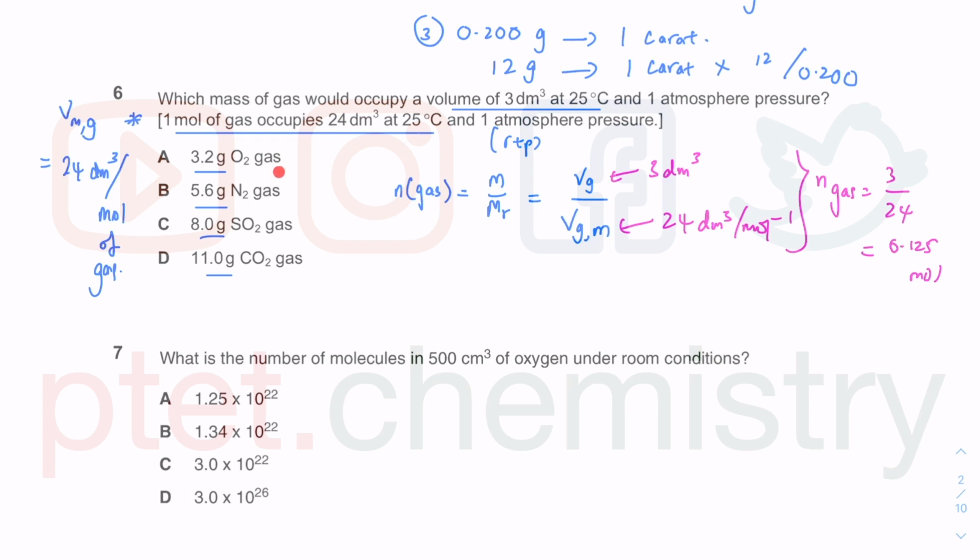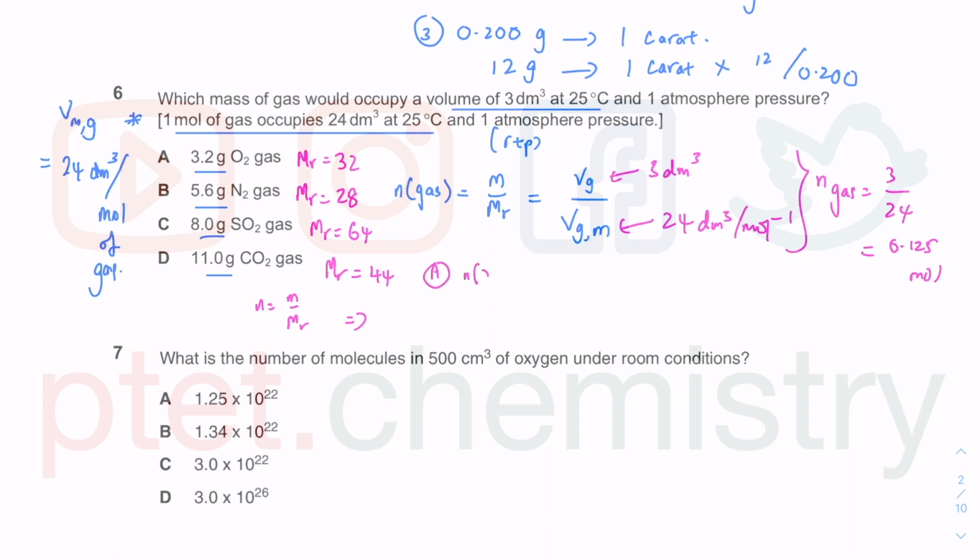For each of these, I need the Mr. The Mr of O2 is 16 times 2, which is 32. The Mr of N2 is 14 times 2, which is 28. The Mr of SO2 is 32 times 1 plus 16 times 2, which is 64. The Mr of CO2 is 12 plus 16 times 2, which is 44. Given the masses, moles equals mass over Mr, so we can work this out for each of these.